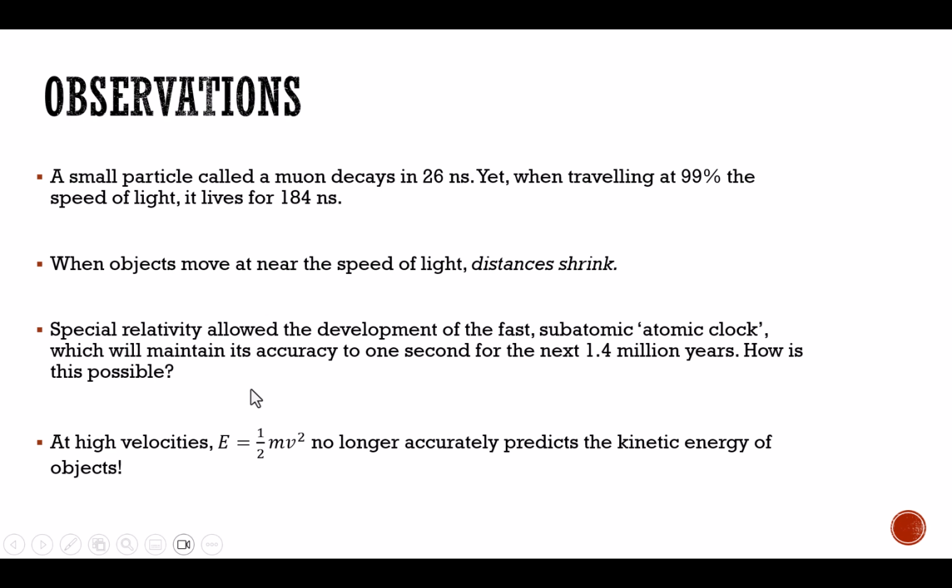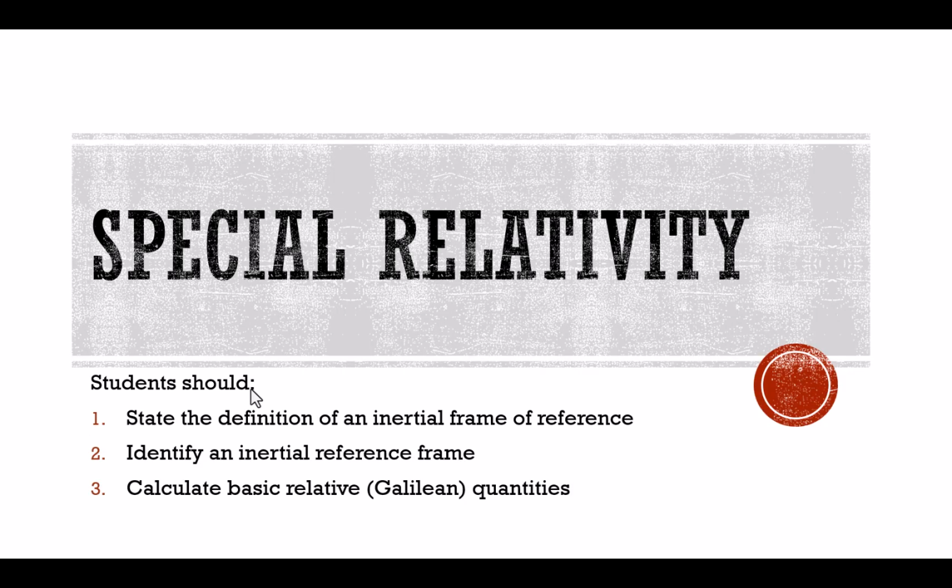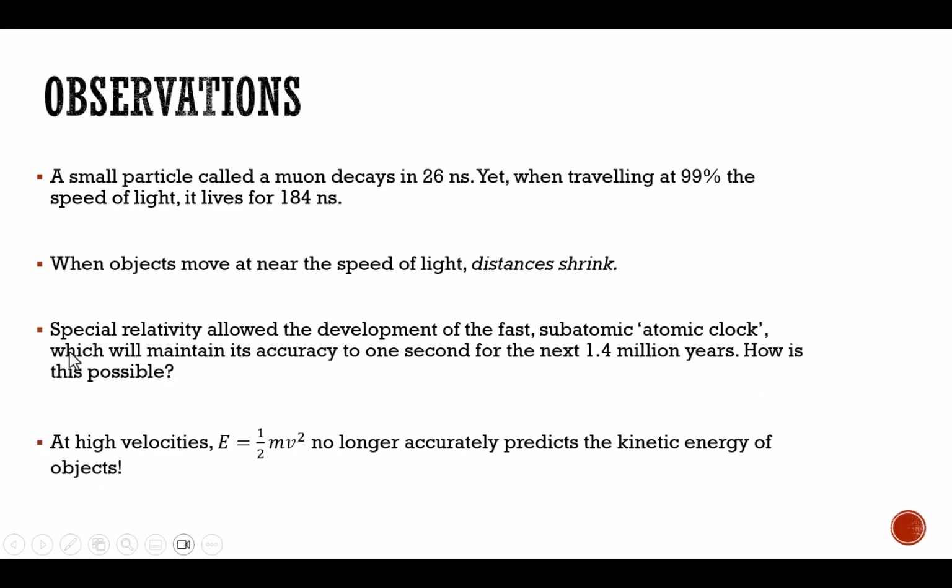So before we dive into that train of thought, here are some interesting things that we have noticed in nature. And it turns out that this concept of perspectives is actually a way to explain the answer to these problems. I'm not going to explain them all today, but I do want to show you the outstanding questions that we had. So for example, in nature, there is a small particle called a muon, and that decays into an electron in about 26 nanoseconds. However, when a muon travels at close to the speed of light, it actually lives 184 nanoseconds. Its lifetime is extended.